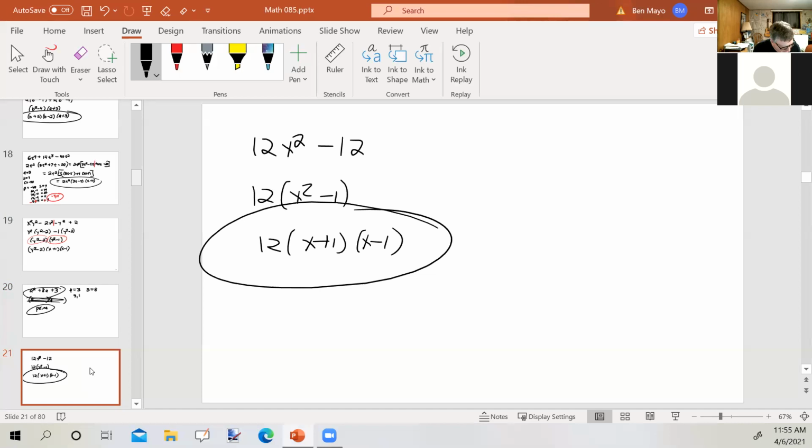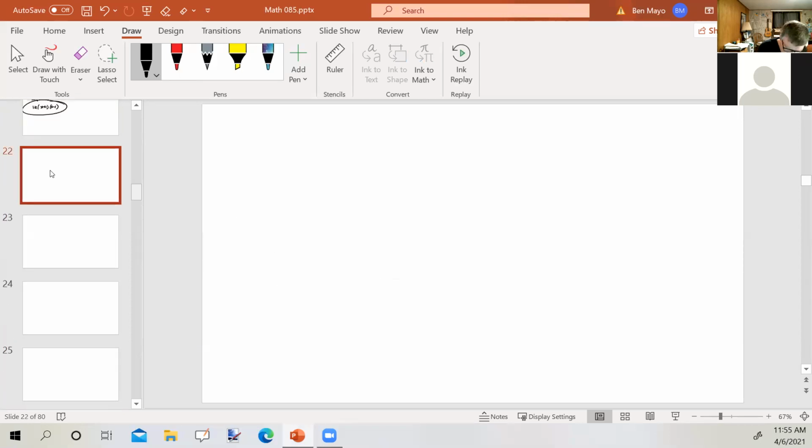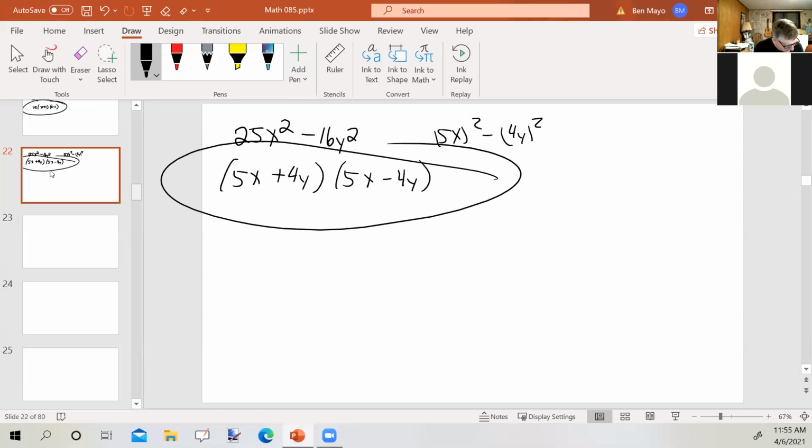Let's see here. 25x squared minus 16y squared. This is a binomial. It looks to be the difference of two squares. There's no greatest common factor. So I'm going to have what? 5x squared minus 4y squared. So it's going to be 5x plus 4y times 5x minus 4y. And that's as far as we can go with it.